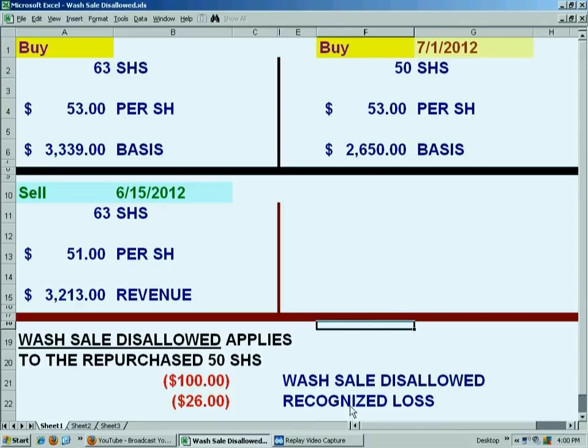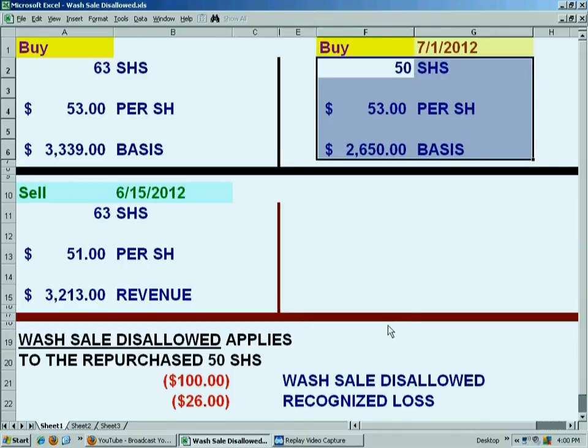But in a lot of cases you might not want to do that anyway, so you might be stuck with this rule. But like I said, you can take the loss at one point in time. It's just going to have to be whenever you finally sell those replaced shares. Then you can take that wash sale disallowed, add it to the basis, and you could deduct it right there.